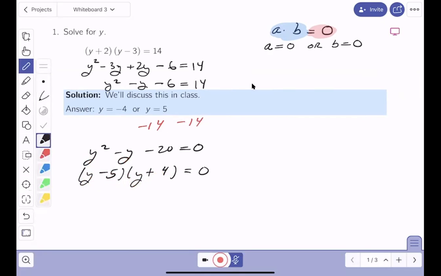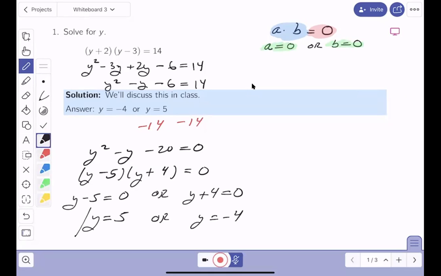All right, what I'm going to do now, I'm going to use the rule, which says if I have a product equals 0, just take the factors and set them equal to 0. I'll do that for you right now. So the factors are going to be y minus 5 is 0, or y plus 4 is equal to 0. And what do I get up here? y is 5, or y is minus 4. I'm going to say that's my answer.